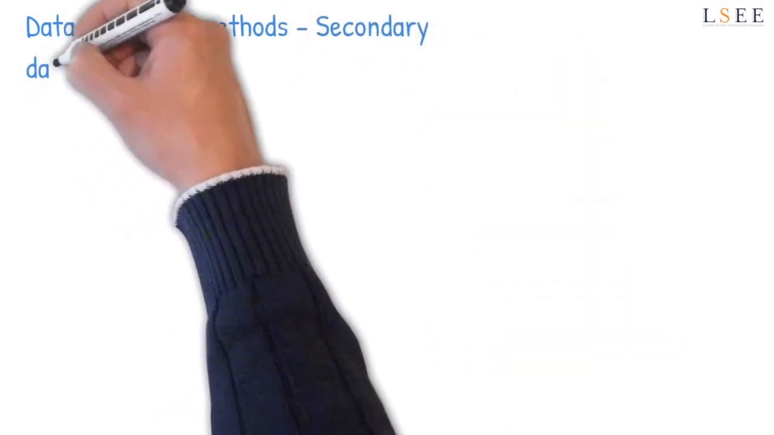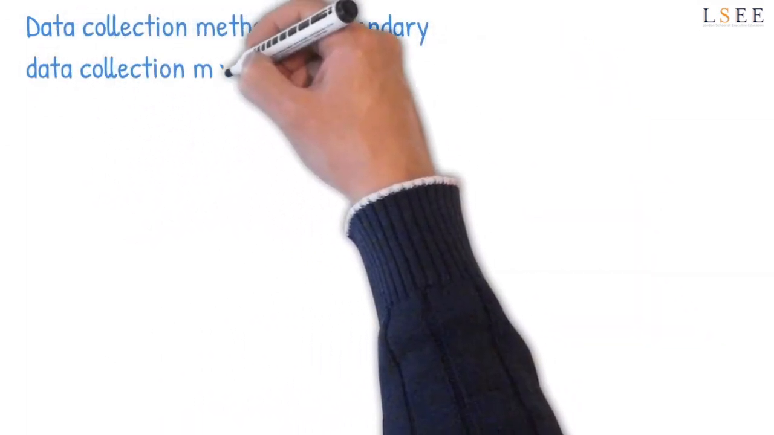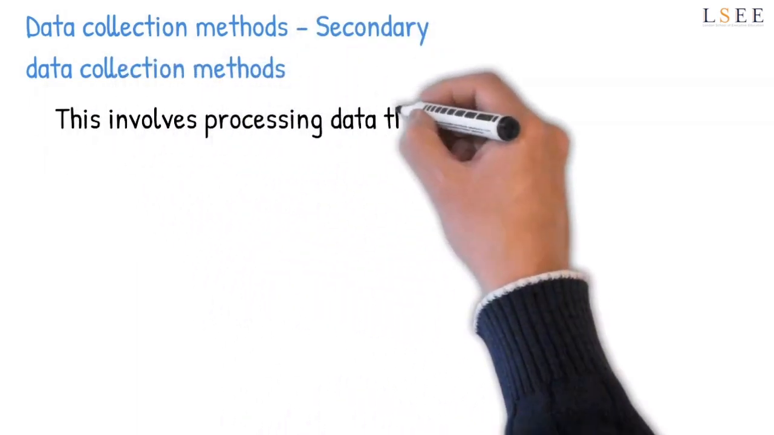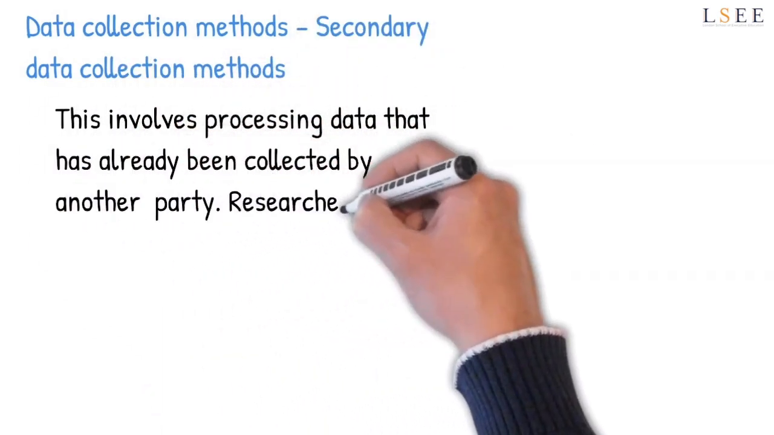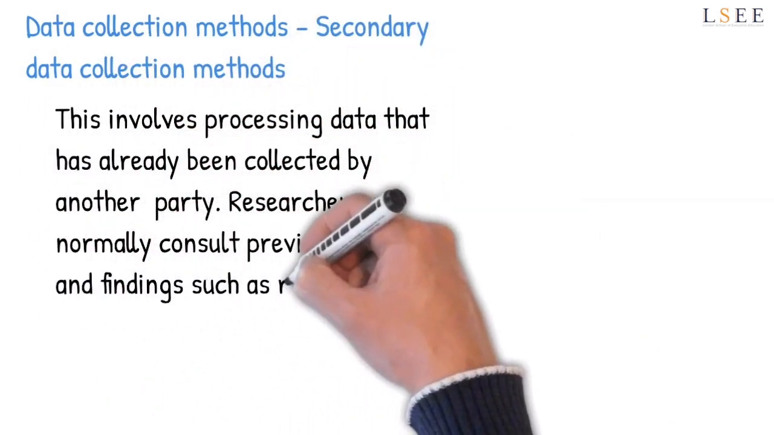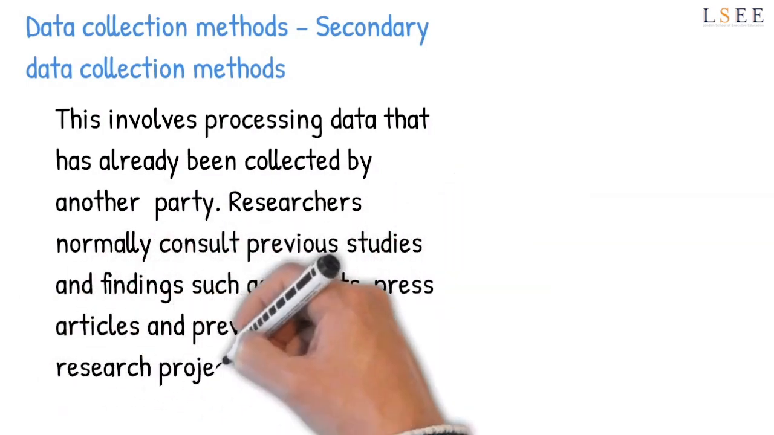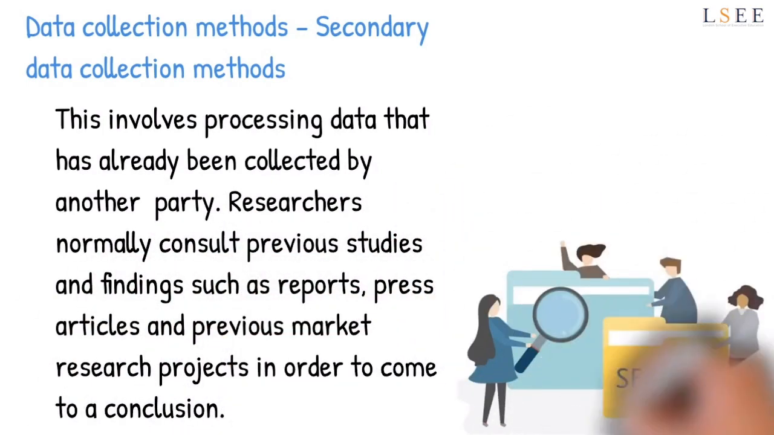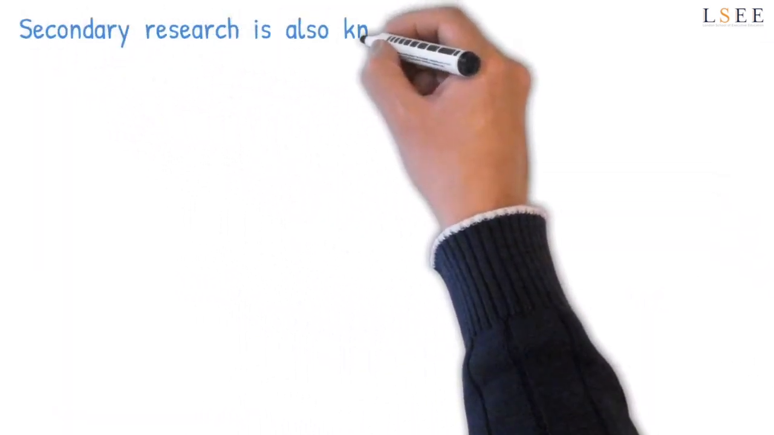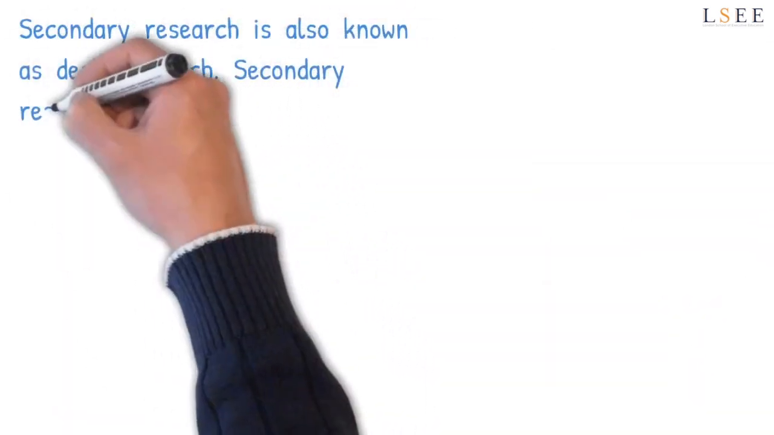Data collection methods, secondary data collection methods. This involves processing data that has already been collected by another party. Researchers normally consult previous studies and findings such as reports, press articles, and previous market research projects in order to come to a conclusion. Secondary research is also known as desk research.